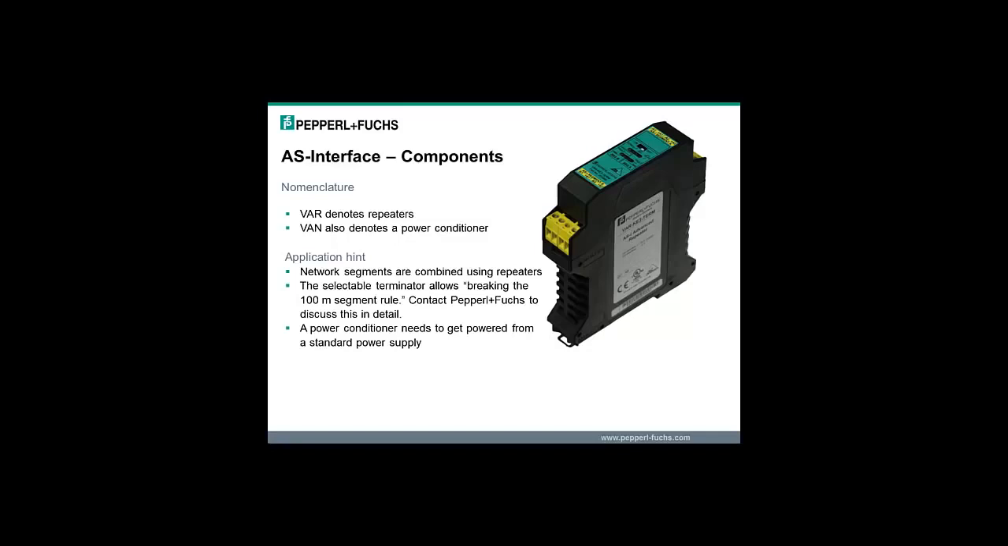Our enclosure mount repeater comes with a selectable terminator that, under certain conditions, allows the 100-meter segment rule to be broken. Make sure you contact Pepperl & Fuchs for more information. When using a power conditioner, the power conditioner needs to be supplied from a conventional, non-AS interface power supply. Ideally, a 30-volt DC supply, like the ones Pepperl & Fuchs offers, should be utilized, but in certain situations, a conventional 24-volt supply can also be used.